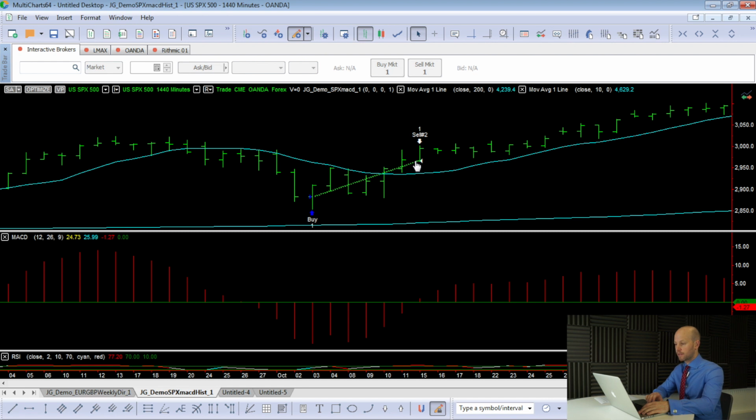Okay, so that's our 4 simple exits. The entry stays the same. Just remember that filter, make sure the price is above the 200 period moving average, that kind of suggests that we are in an overall longer term uptrend.